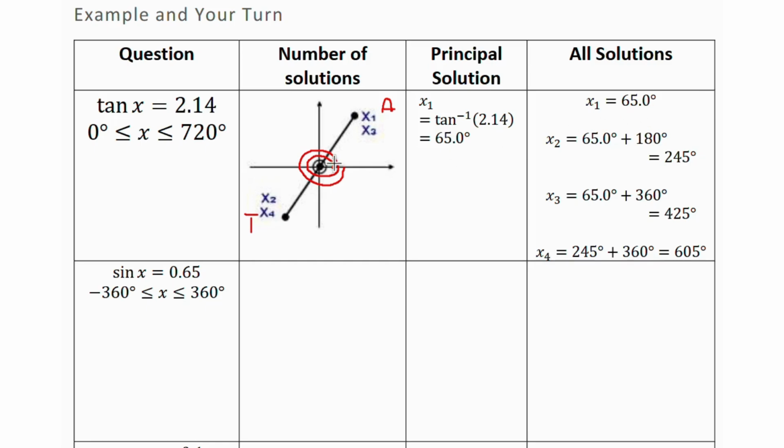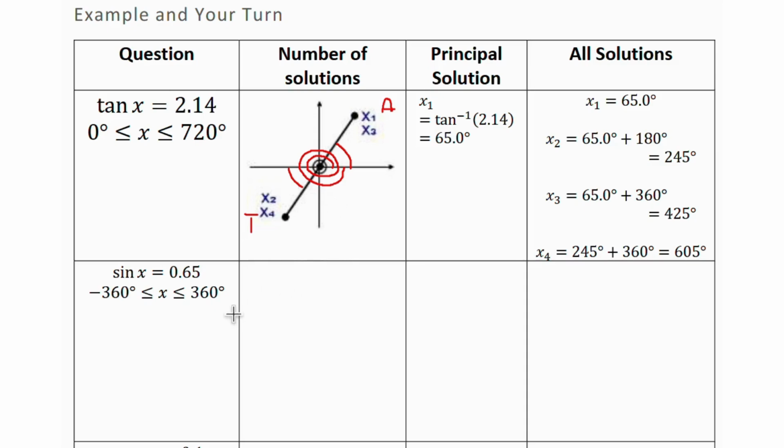Once we know that, we're going to use the unit circle, and each time the acute angle is 65 degrees. So we have 180 degrees plus 65 to get to this one. And then we have 360 plus 65. And then we have all the way around again. We could either do 540 plus 65 or just add on 360 as we go round an extra time.